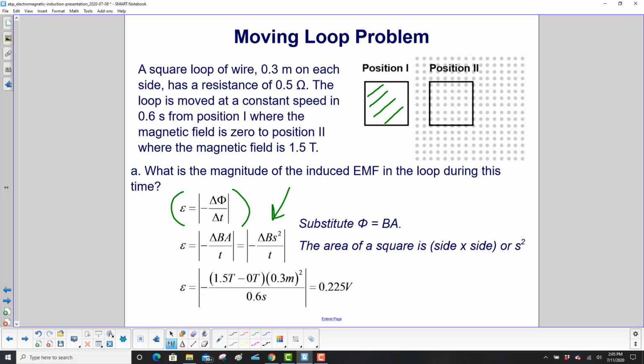Our final magnetic field here is 1.5 Tesla, and almost all the time, change is always final minus initial. The initial was 0, there's no magnetic field out here, times the area of the square, which is 0.3 meters squared, and it was all done in 0.6 seconds. We're taking the absolute value because we want the magnitude, and we get 0.225 volts.